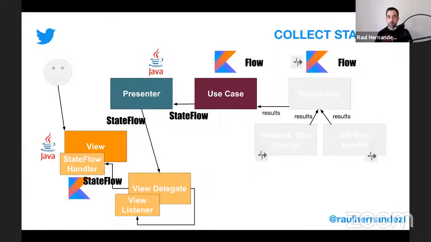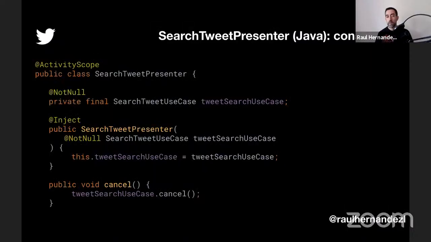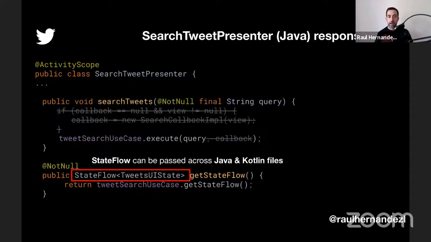Cool. So now we are here collecting the StateFlow. Let's go all the way down to where we can collect it. So first of all, the presenter. I promised you that it was in Java. So here we are. We have the use case that is injected right there. We cancel this from here if we need it. And then the StateFlow gets exposed as well from the presenter. And the main functionality here is basically searching for tweets.